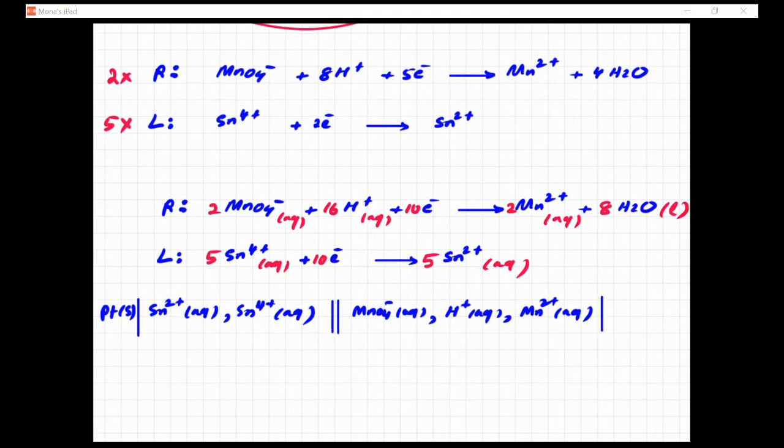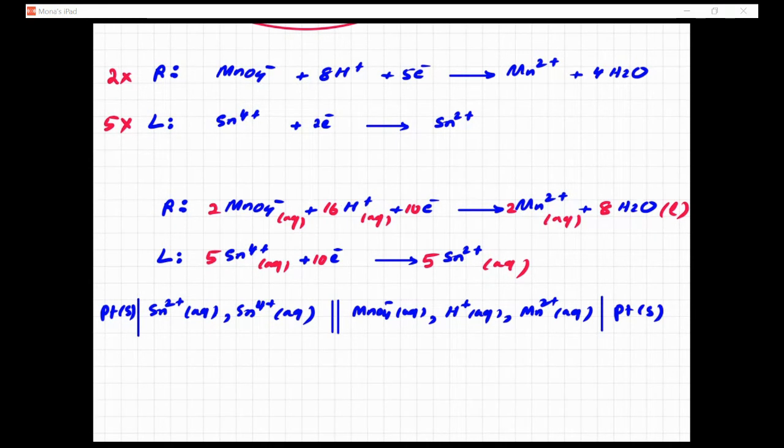So now I must also add platinum solid. You can see that I added the platinum on the left and on the right, because the two reduction half reactions do not involve any solids. So the electrode, the plate and the wire, is made of platinum.